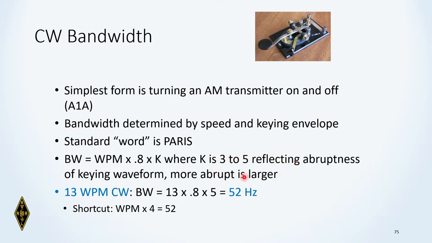Well, this doesn't make a tremendous amount of sense. I'll show you a diagram that I think will link that to something that's more sensible. And the answer that they're looking for, if we apply this formula, at 13 words per minute, the bandwidth is 13 times 0.8 times 5, which is 52 hertz. Well, there's a shortcut for CW that's a whole lot easier than that. If you just take the words per minute times 4, in this case, it works out exactly 52. So when they ask for the bandwidth of a 13 word per minute CW signal, you can just multiply that times 4 to get to 52 hertz. That's the easy way, rather than having to understand and apply this formula.